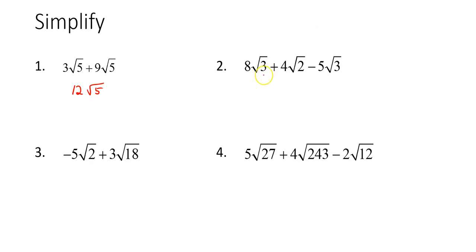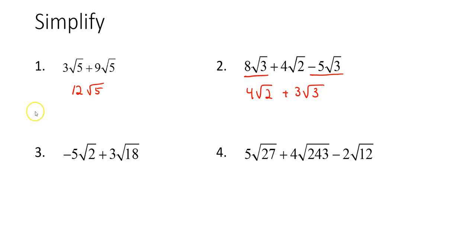Look at number 2. I've got square root of 3s and I've got square root of 2s. So I can't combine these all into one expression. There's only a square root of 2 there, so I've got 4 square root of 2. But now look at my square root of 3s. I've got 8 of them. I take away 5 of them. I'm left with 3 of them. So I get a 4 square root of 2 and a 3 square root of 3. And that's the best that I can do with that.